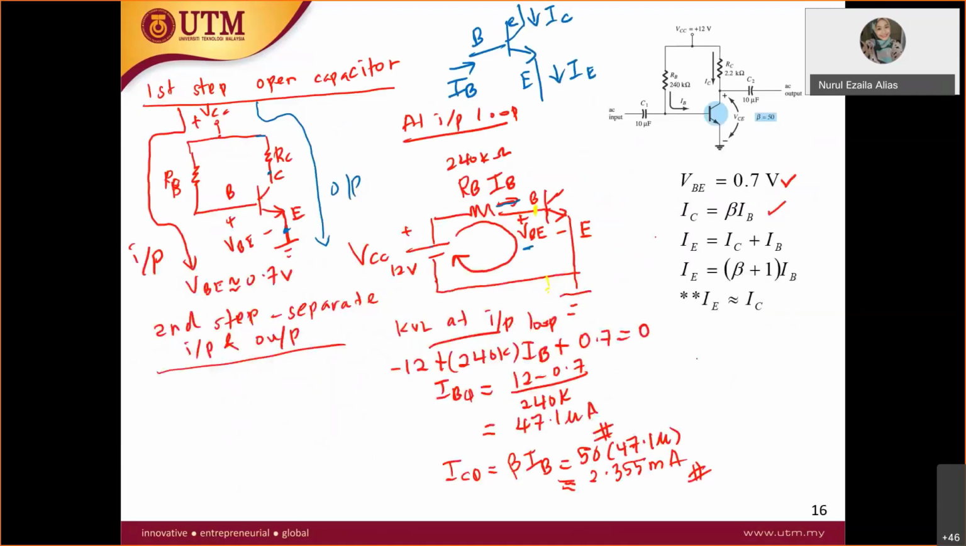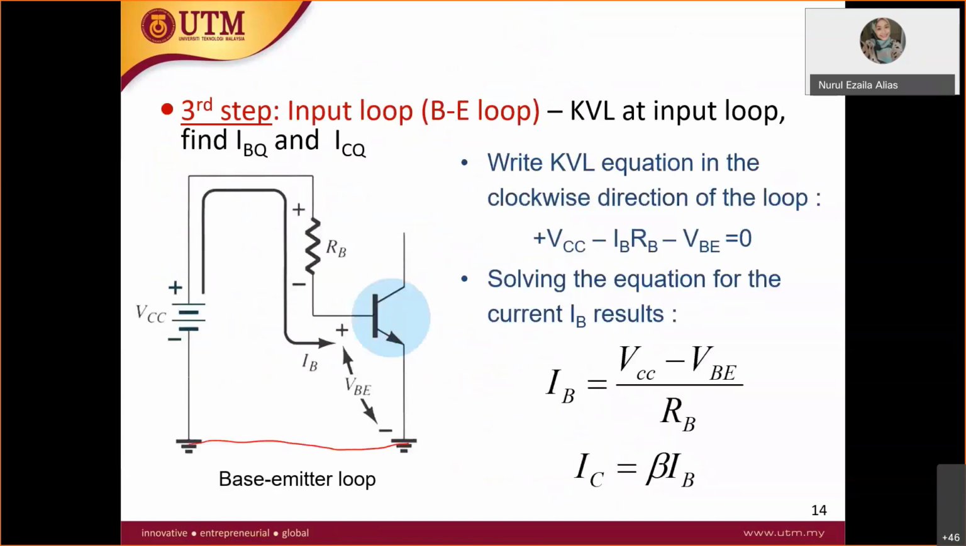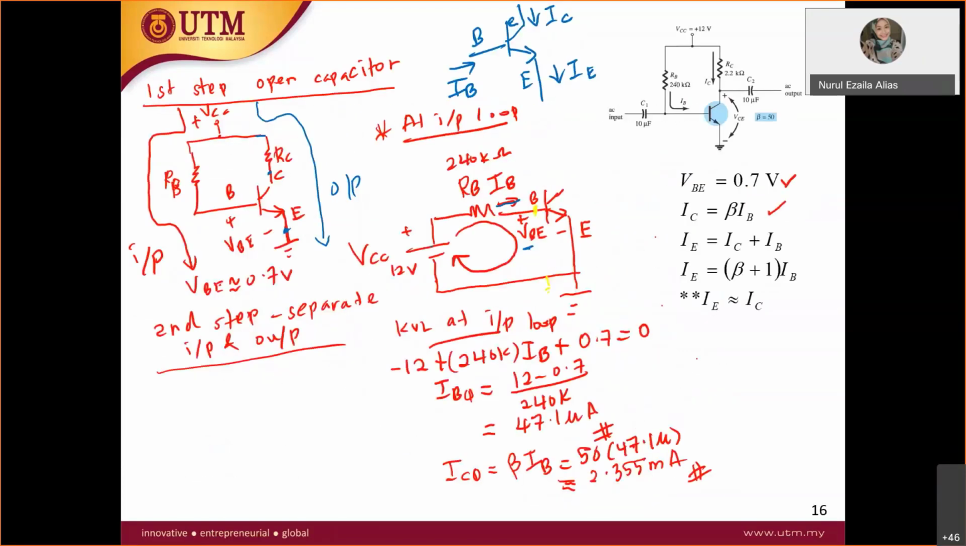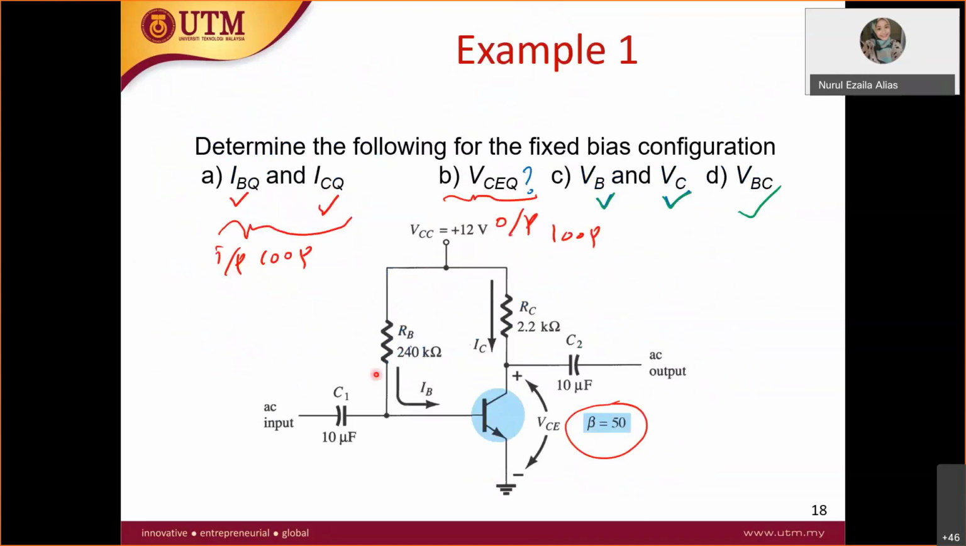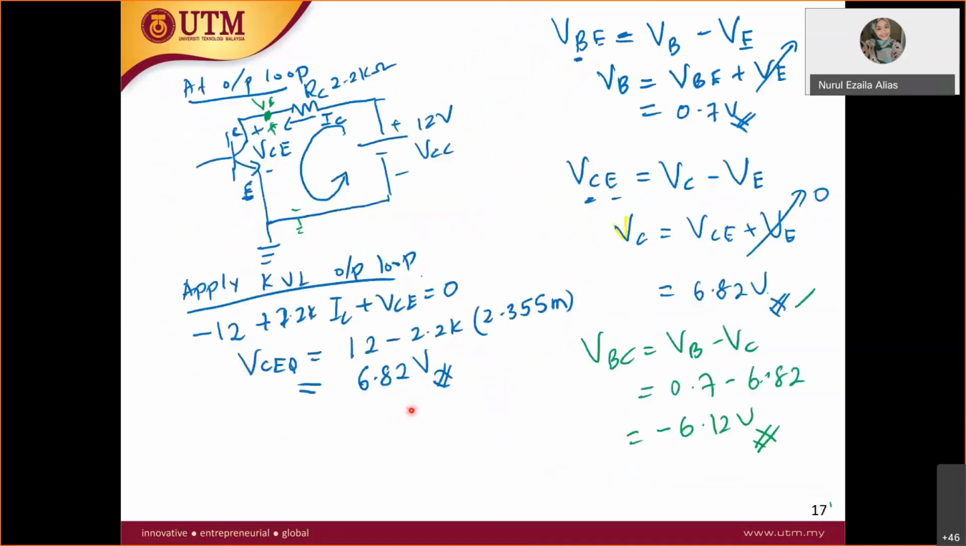So I sum up everything in this slide, where you open circuit the capacitor for the first step, and then the second step is the input loop. I have drawn it pretty much similar actually. So this is at the input loop, and this is at the output loop. You have voltage 12 volt, referring to this example. So you have to separate between input and output. The input loop, which I have summarized like this.